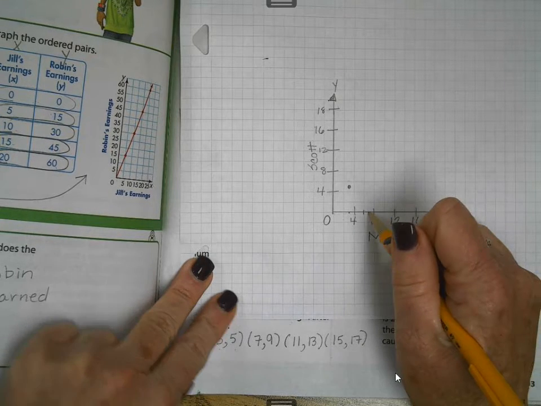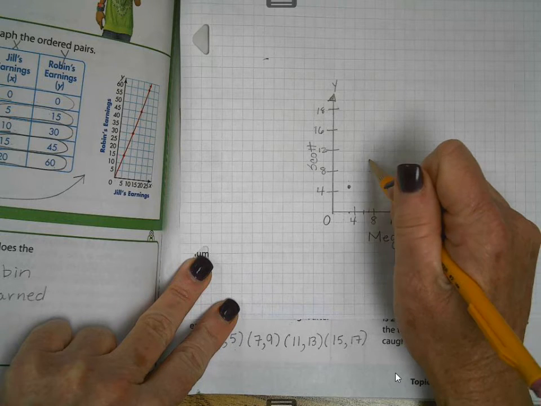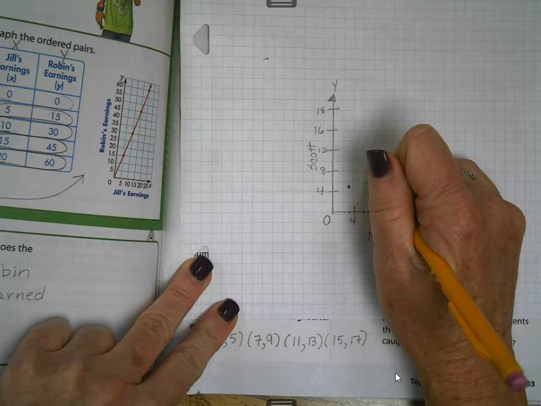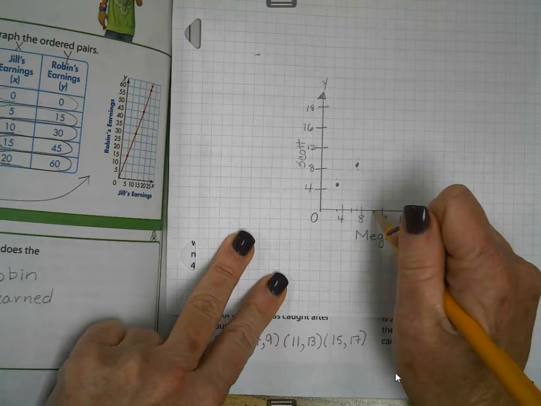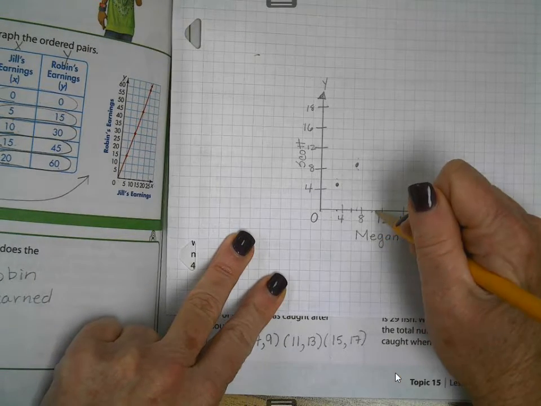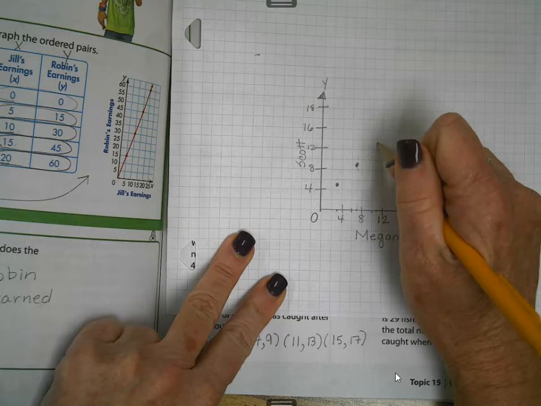So 7 would be halfway. 9, we're going to go up. This would be 10. This would be 8. So 9 is going to be in the middle of this one. (11, 13). Here's 10. So we're going halfway over to 11. Here's 12. We're going halfway up to 13.